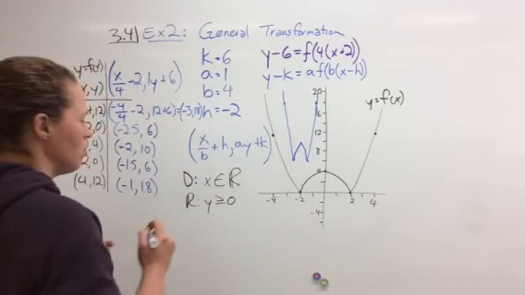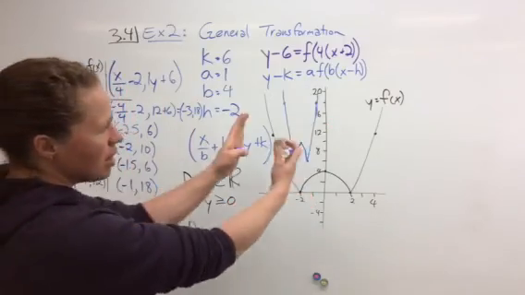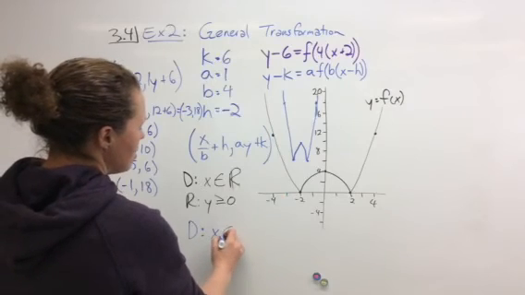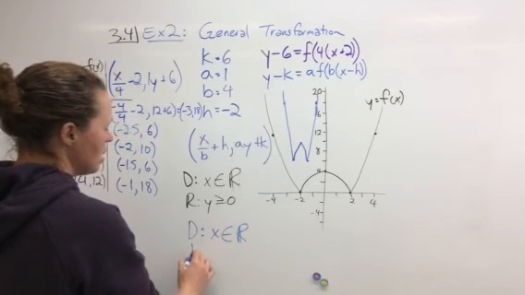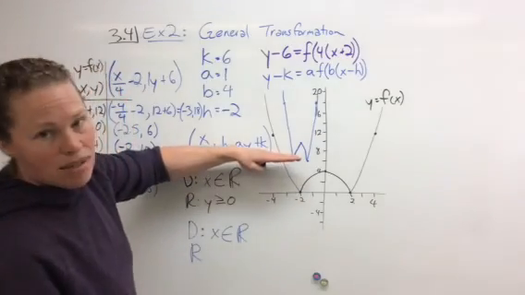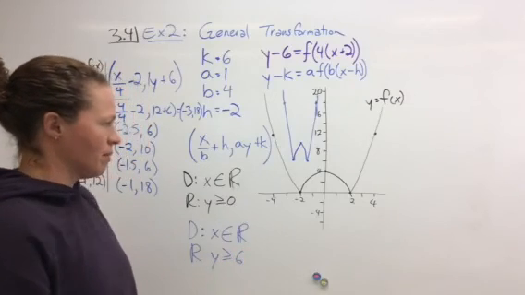I look for my domain and range for my new graph. Still, even though it's narrower, it's still going out just at a lower rate. So x is still going to be in the realm of all real numbers. And my range has just elevated itself to 6. So now y has to be greater than or equal to 6.